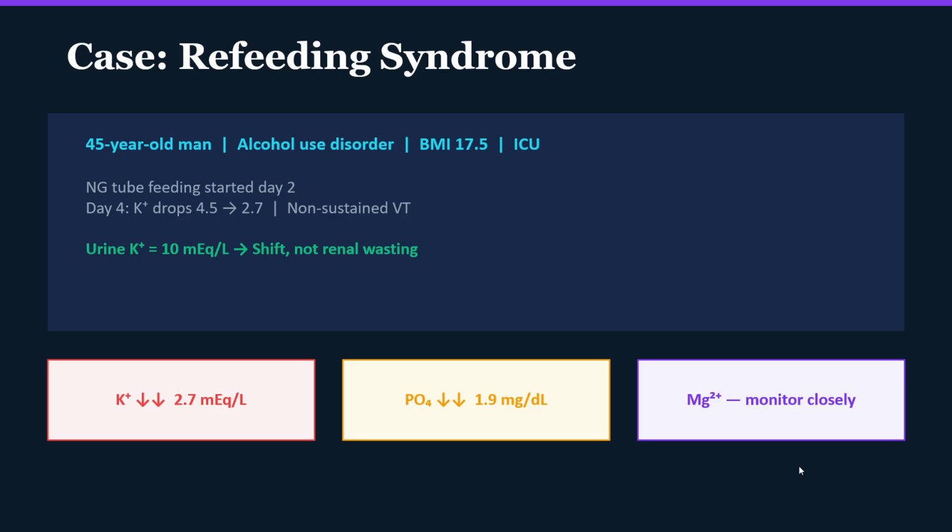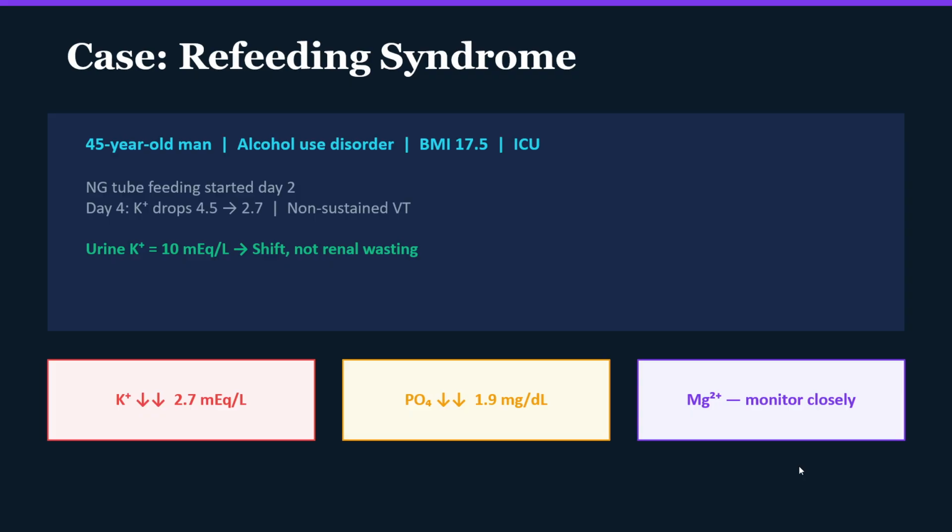What's happening? The sudden carbohydrate load from the tube feeds triggers a massive insulin surge. Insulin activates sodium potassium ATPase and drives potassium, phosphorus, and magnesium into cells. All three drop. You can see the trifecta here. Potassium crashed, phosphorus is 1.9, and you need to be watching the magnesium like a hawk.